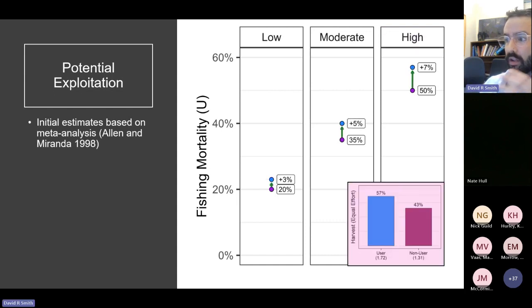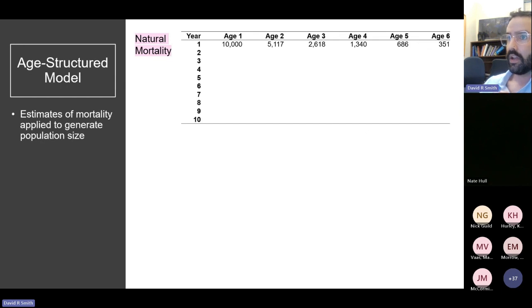We then estimated what inflated mortality might look like using those different harvest rates, and this has the potential to increase fishing mortality from 3% at the low end to 7% at the high end. We then built our age-structured model following a traditional stock assessment approach, where in year 1, you have your unfished population, where you start with a scaling factor. For us, we used 10,000 fish.